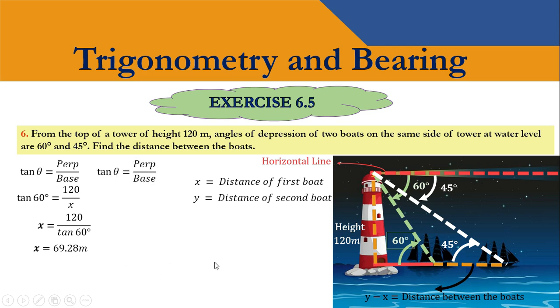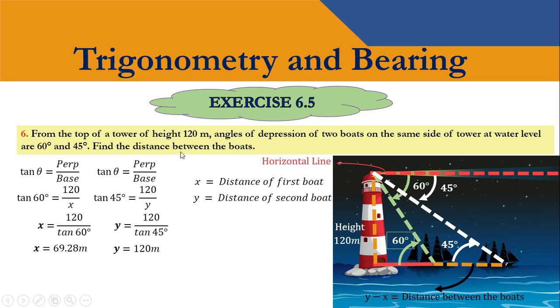Now we will calculate the distance of the second board. Tan theta is equal to perpendicular over base. By putting the values from the figure, we will get the value of y. The distance of the second board from the tower is 120 meters.